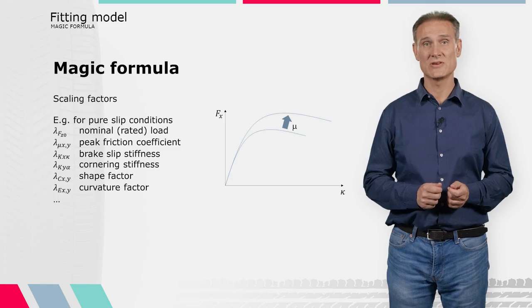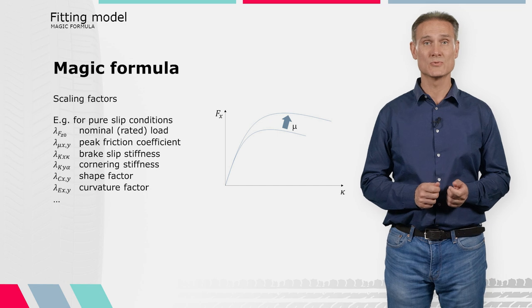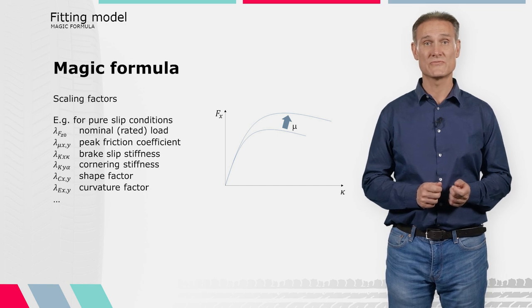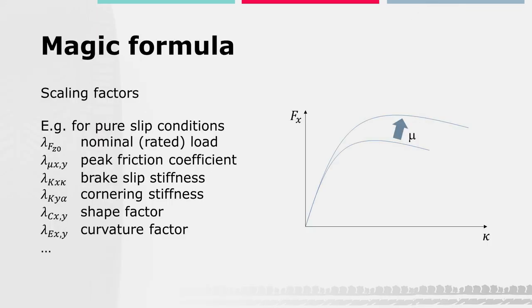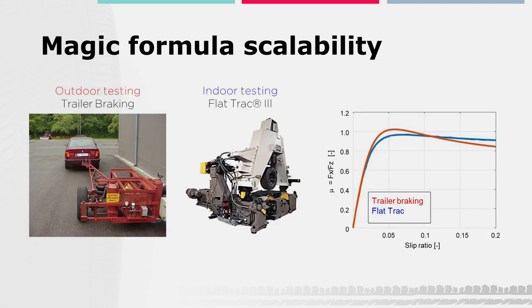In addition to the coefficients, scaling factors are used to allow the user to simulate different conditions. For example, to simulate the coefficient of a mu jump, the lambda mu scaling coefficient can be used. This produces a change in the Y-X curve so as to resemble what would happen in a real situation. Furthermore, they can be used to scale the forces when changing the road characteristics, as an example to scale the curves obtained in an indoor test to the ones obtained in an outdoor test.